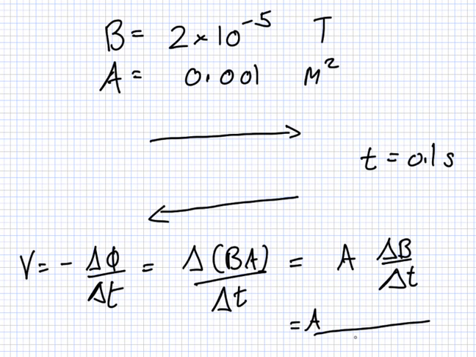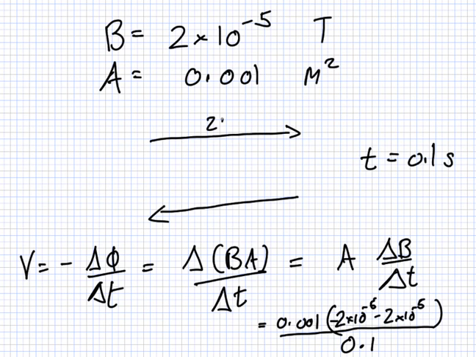Now, what's the time? That's 0.1. Oh, I know the area as well, but let me put that in. That is 0.001, and the time is 0.1. Now, what do we have in here for the B, though, the change in the B? Yeah, it's minus 2 times 10 to the minus 5, because what's happening here it's 2 times 10 to the minus 5, and here it's like minus 2 times 10 to the minus 5. The direction has changed 180 degrees.